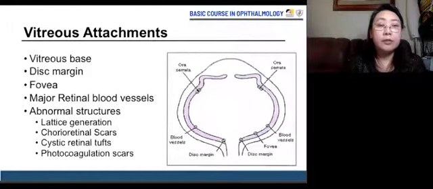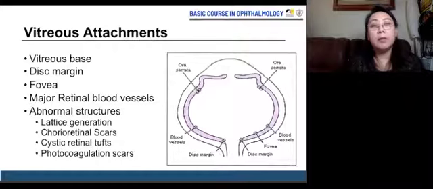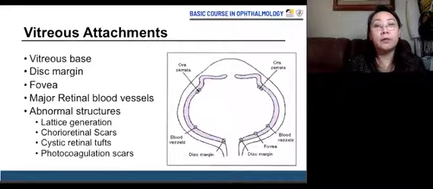The vitreous is attached to the retina at the following areas. You have the vitreous base anteriorly, and posteriorly at the disc margin. In between, it is attached to the fovea, major retinal vessels, and it may be attached to certain abnormal structures like lattice degeneration, chorioretinal scars, or even photocoagulation scars.